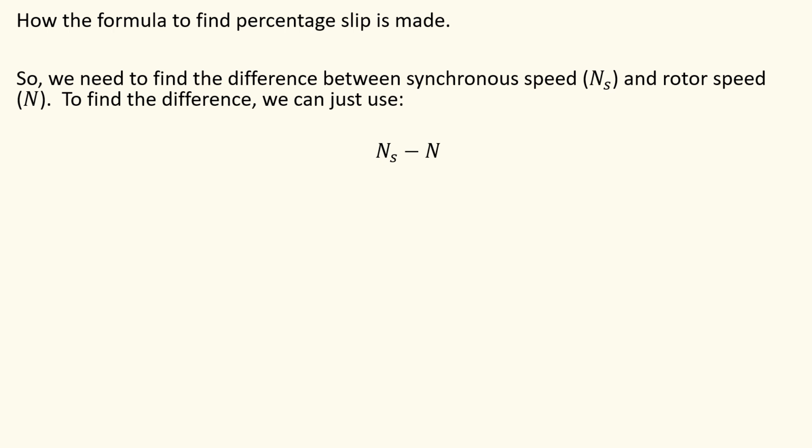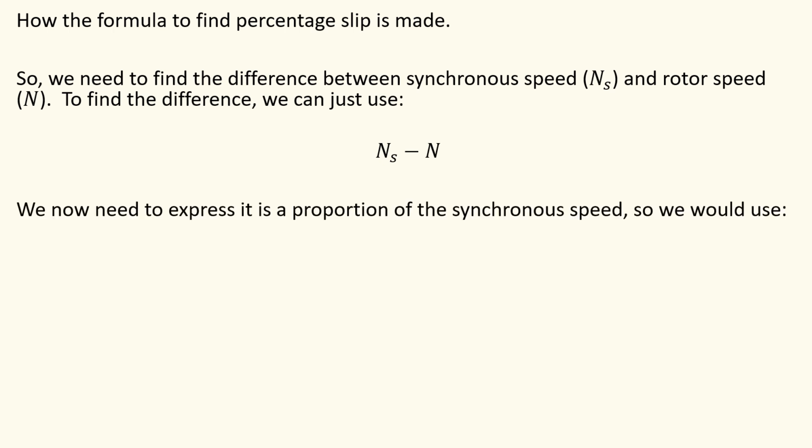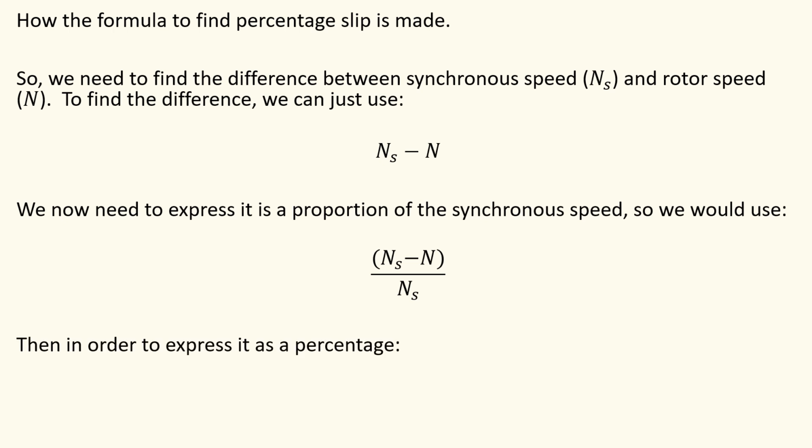Now, seeing that we need that as a proportion, we can build on that and say, if we take ns minus n to find the difference, then to find the proportion, we divide it by ns, and then if we wanted to express it as a percentage, this is the formula that we would use: ns minus n, so that's your synchronous speed minus the rotor speed, divided by the synchronous speed, and then times 100 to express it as a percentage.